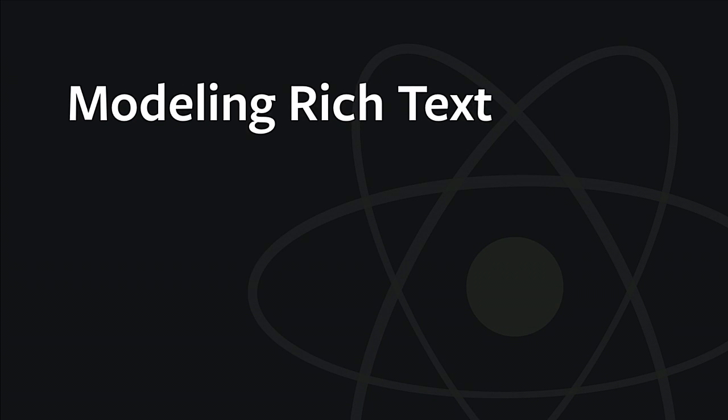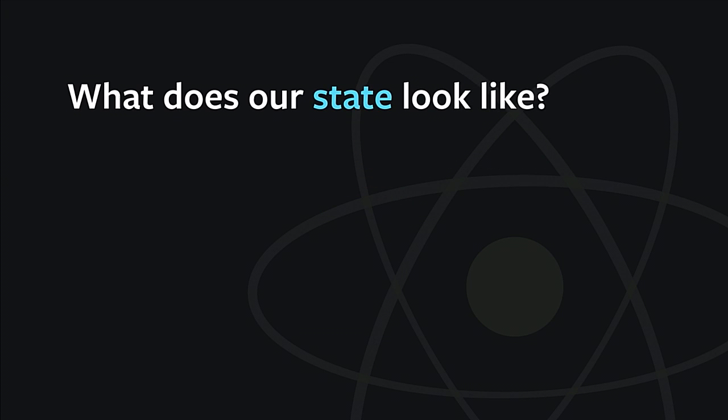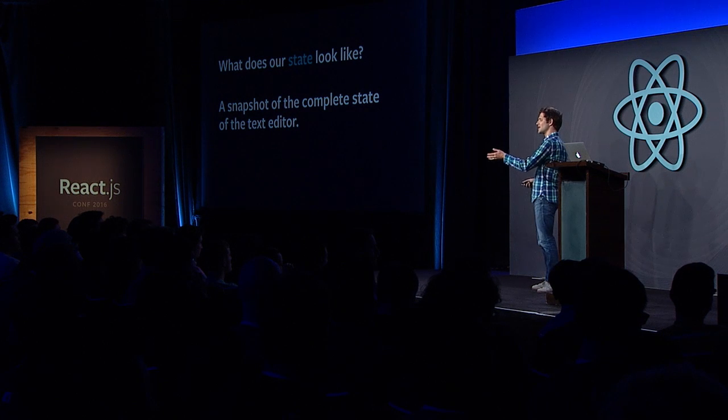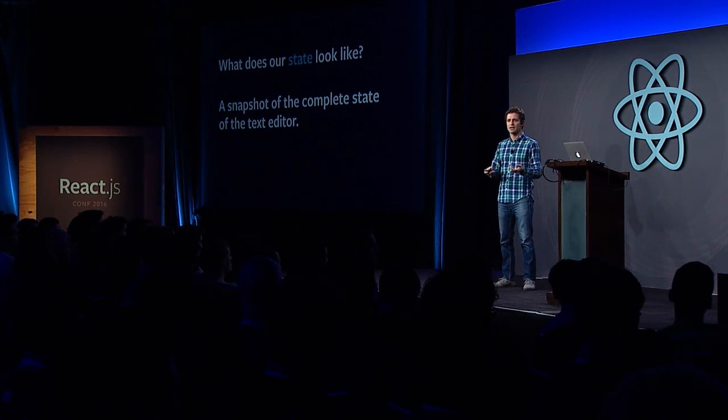Let's talk a bit about the model. What exactly does our state look like when we're representing this rich text editor? The way to think about it is as a snapshot of the complete state of the text editor. And what does that entail? It's not just contents. It's also what's the cursor doing. It's also an undo redo stack. It's a lot of things. An undo redo we have to do, I'll note, because we're not using the native contentEditable undo redo behavior because we're controlling everything ourselves. So that's something we're going to have to track too.